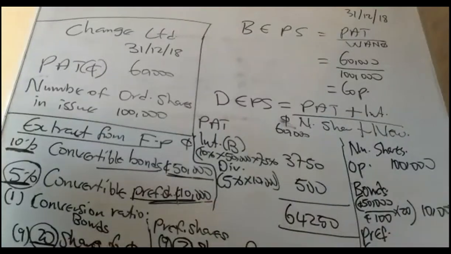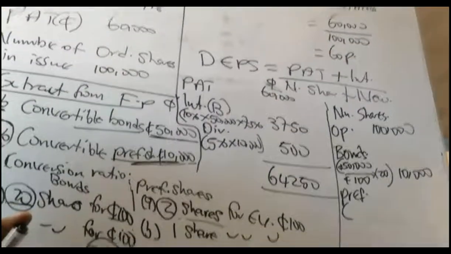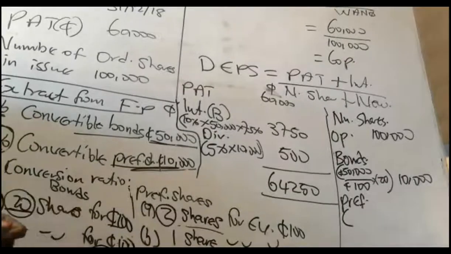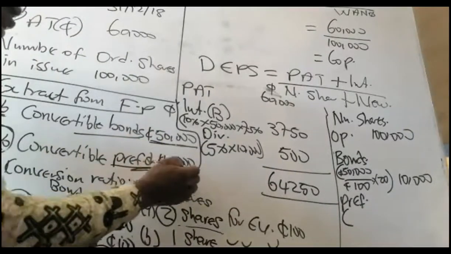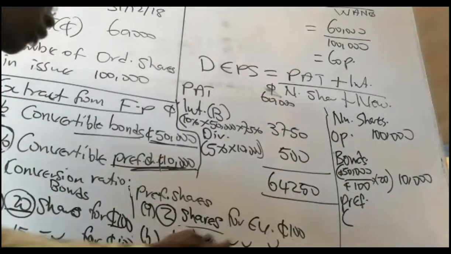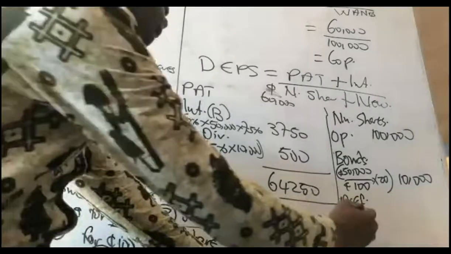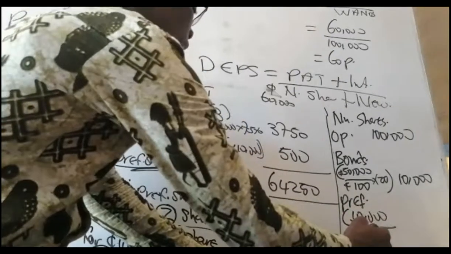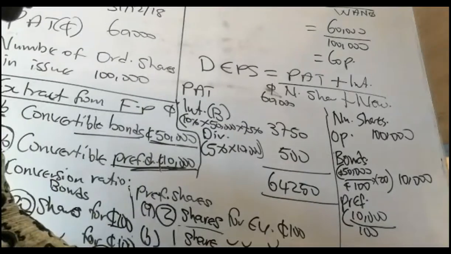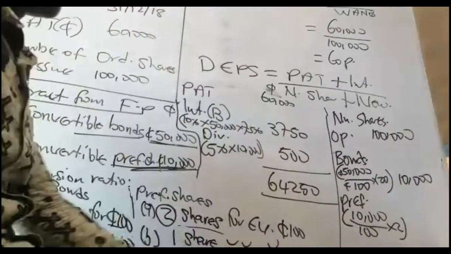Let's see, coming onto the screen. Oh, sorry. So let's turn it this way. Okay, good. So the preference value will be 10,000 divided by 100, by 2. So here will be 10,000 Ghana cedis to be divided by 100. That will give us 100, right? So times 2 shares. So it ought to give us 200.